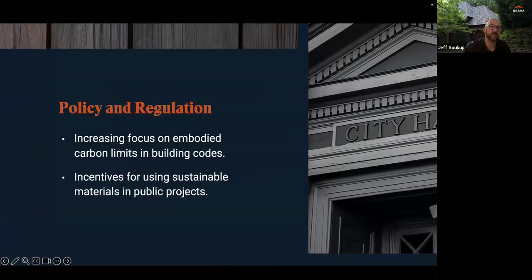Policies and regulations: we want to be advocates for increasing our focus on embodied carbon limits in building codes. That's going to be, again, the way we flatten this curve. And then incentives for using sustainable materials on public projects. Not only is sustainable better for the earth, but it's a better spend.